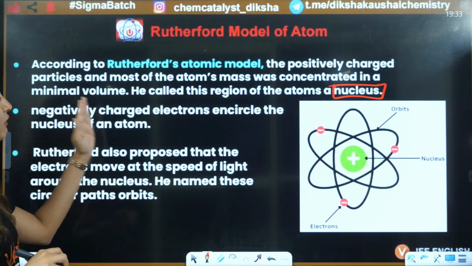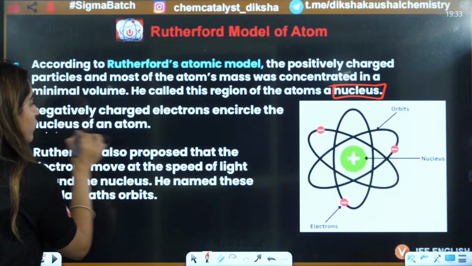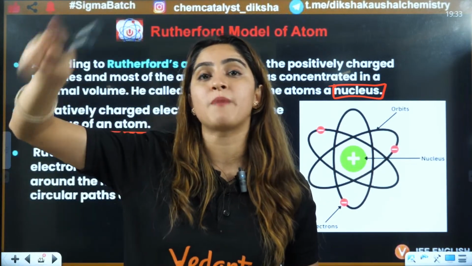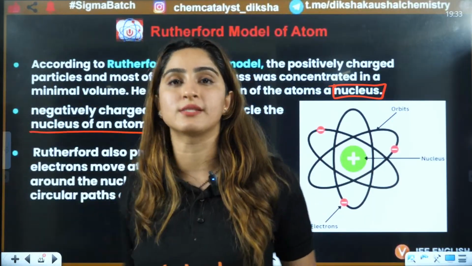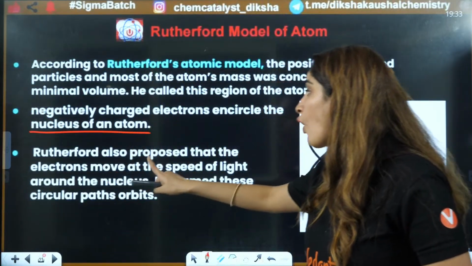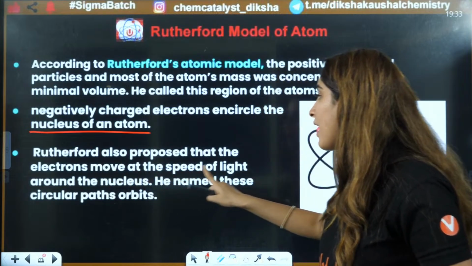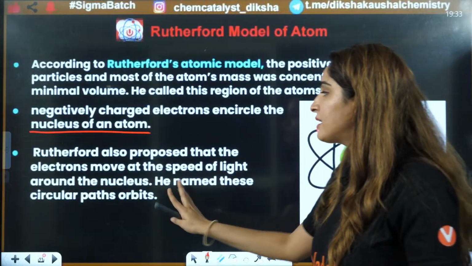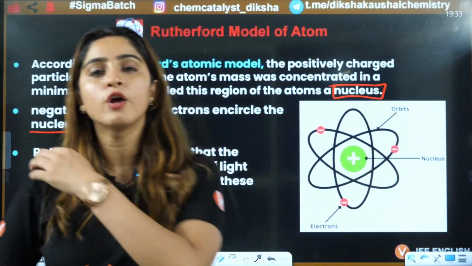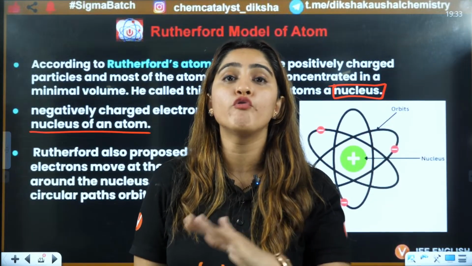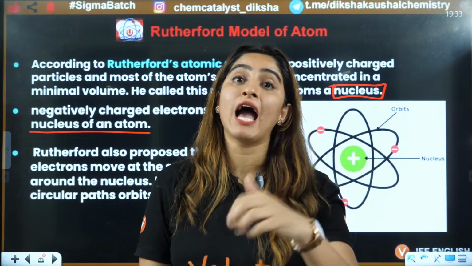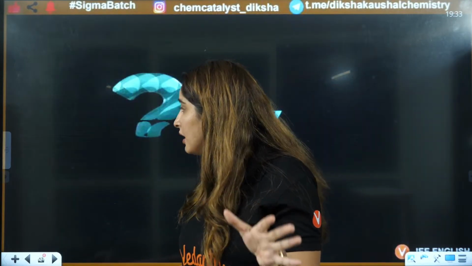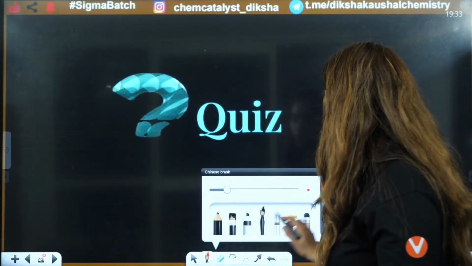Then negatively charged electrons encircle the nucleus of an atom. Negatively charged particles will encircle the nucleus. Rutherford also proposed that the electrons move at the speed of light around the nucleus. He named these circular paths the orbits. No doubt this theory also went wrong, and that's why we have a new theory, the Bohr atomic model theory, that we will learn in the batch. So don't worry about that.